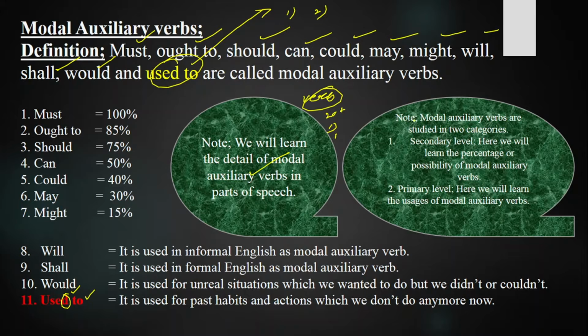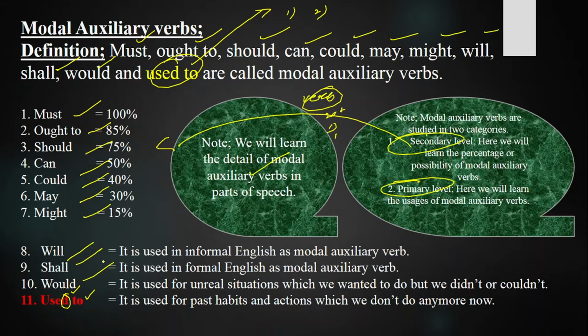Another note is that modal auxiliary verbs are studied in 2 categories. The first one is called the secondary level and the second one is called the primary level. In the secondary level, we learn the meanings, like we have done must, ought to, should, can, could, may, might, will, shall, would, in our previous lectures. And in the primary level, we will learn the usages of modal auxiliary verbs.